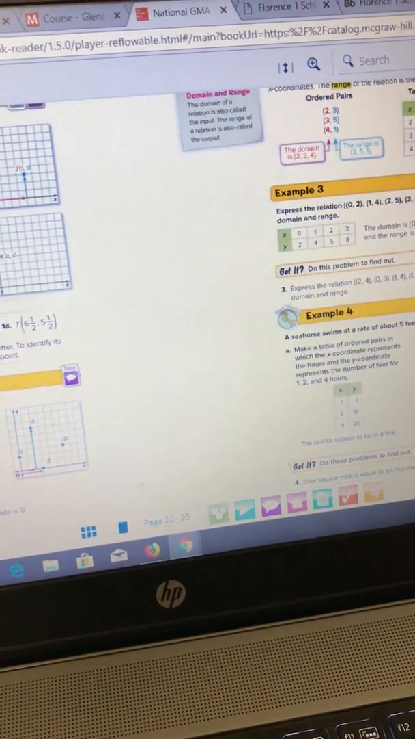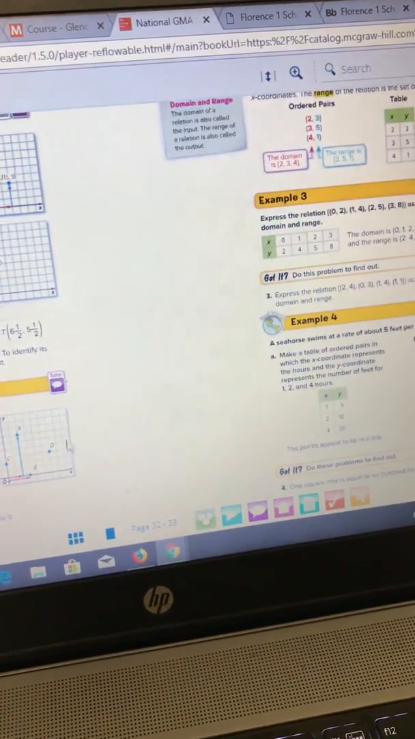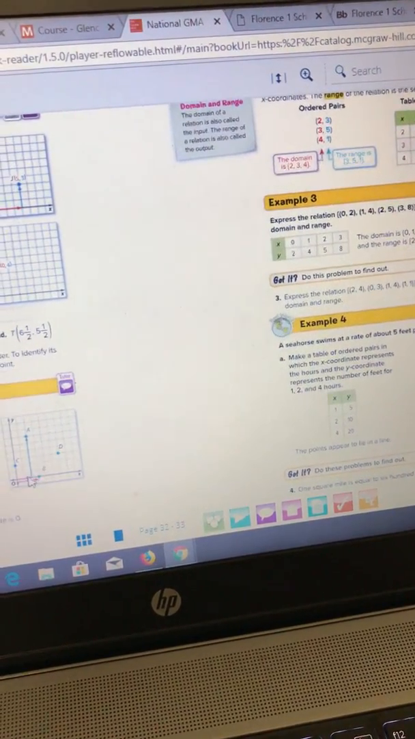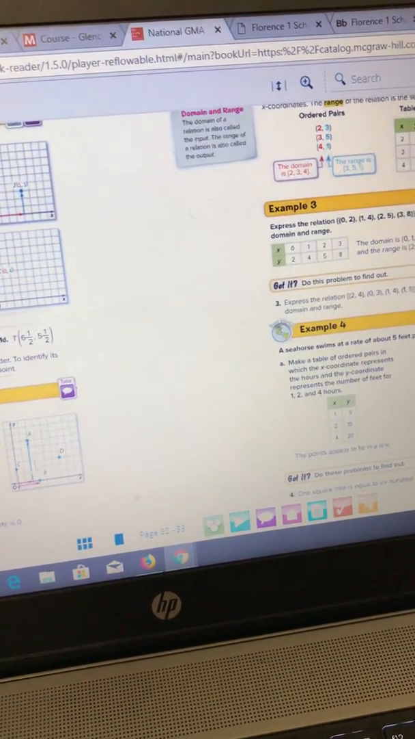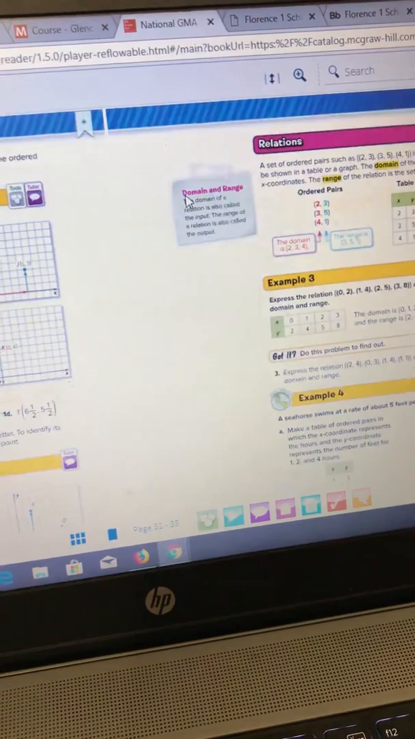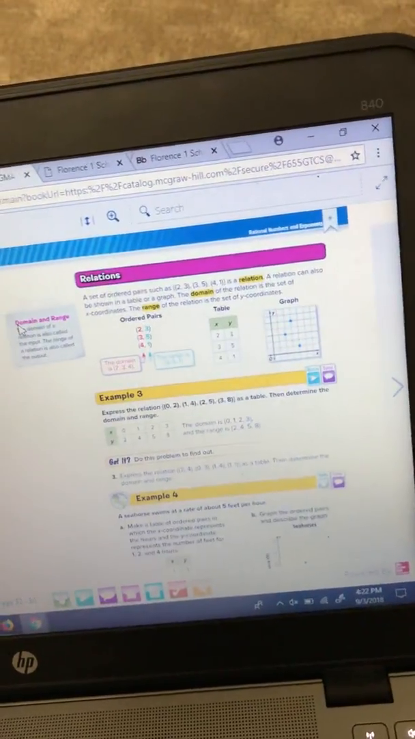Example 2 tells you how to write the ordered pairs, and here we're just going, you start at the origin, you move over, you move up, and you figure out where you're at. Those are things that we've done before, and it's more of a review.